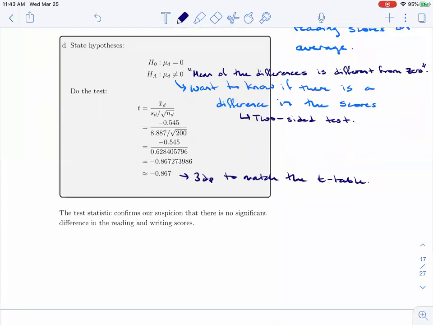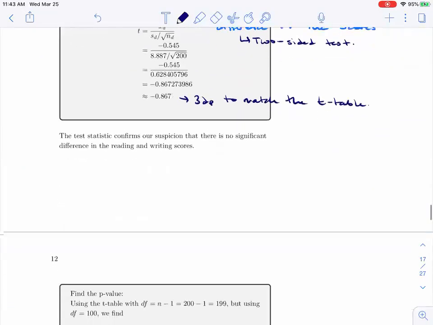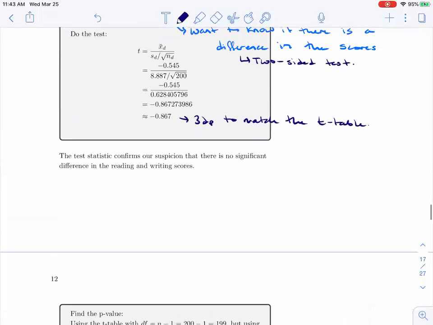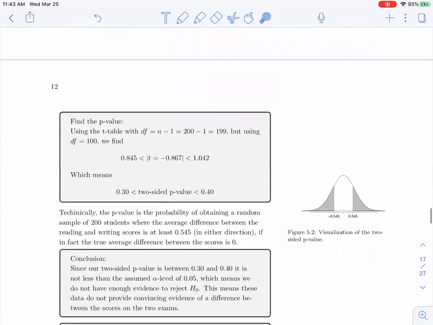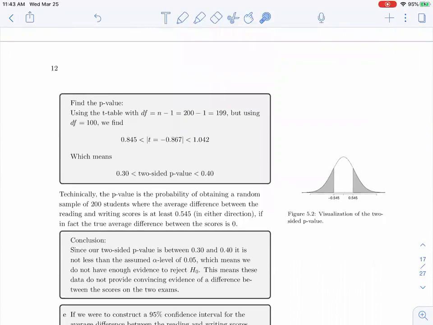So what do we do with this t that we've calculated? Now we use the t-table. But I guess we could say here, looking at this, as always, if it's larger than plus or minus 2, then we would suspect that we're going to reject the null hypothesis. Here, I don't think there is a difference because our t is so small, but we're going to use the p-value just to make sure. So to use the t-table, we need our degrees of freedom. Degrees of freedom is n minus 1, which is 200 minus 1, so 199.